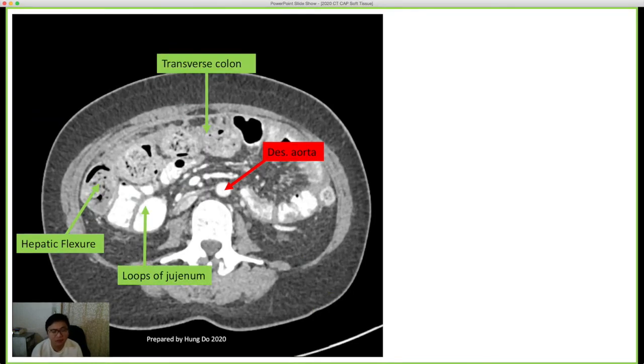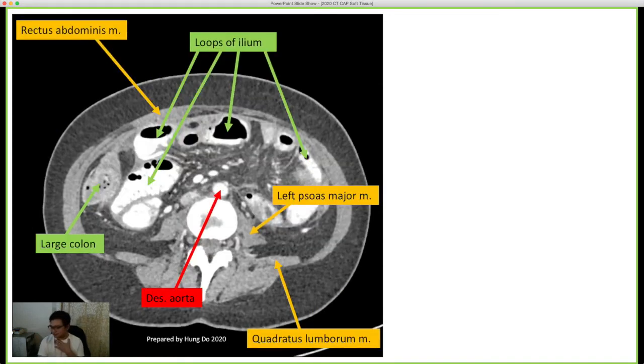Moving further down, of course, the hepatic flexure will form the transverse colon. Transverse colon will then form the splenic flexure. Sorry, I wanted to point out a couple of the muscles here.